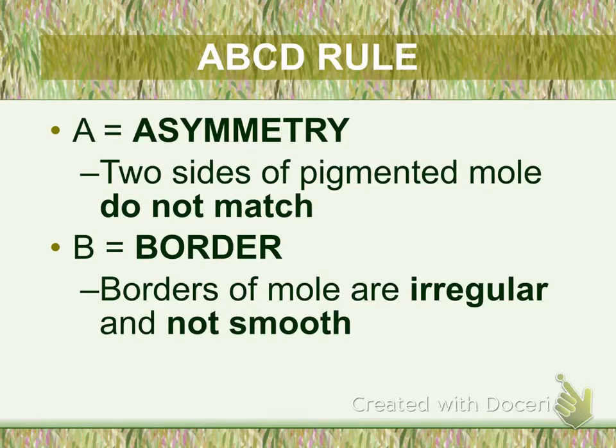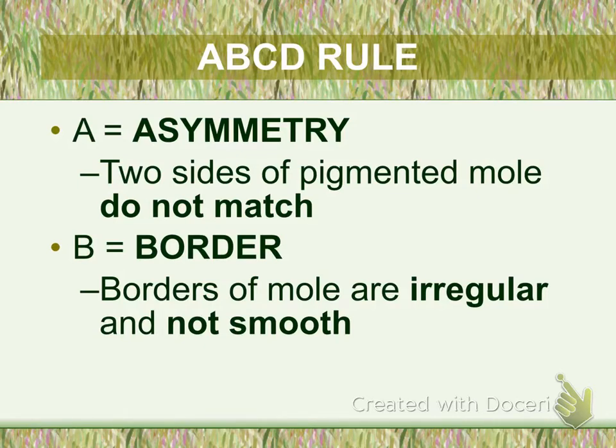The first one is A, which stands for asymmetry. This means that you are looking for whether the two sides, the left and right half of the mole, are a mirror image of each other. If they are not, then it can indicate melanoma.